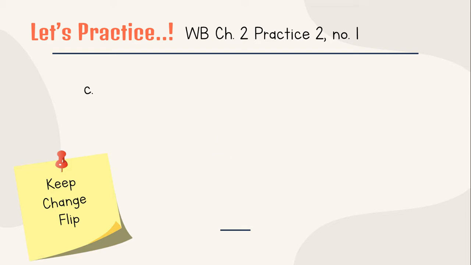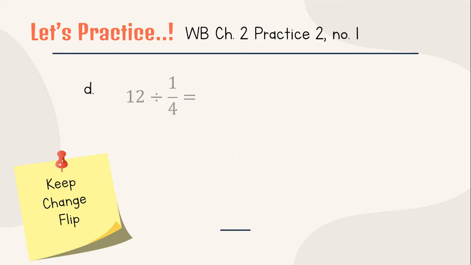Okay? C. 2 divided by 1 per 5. Keep, change, flip. Equals 10 per 1. Once again, 10 per 1 is considered as this number itself.